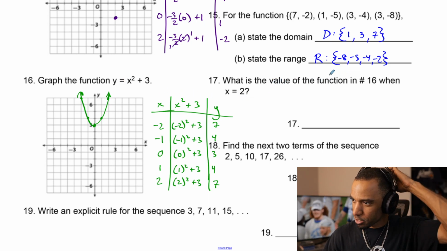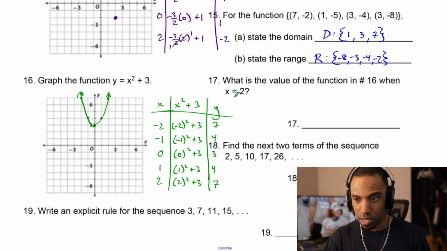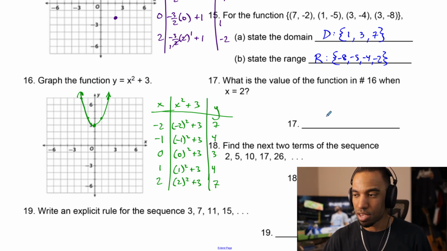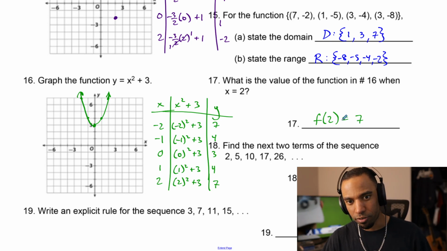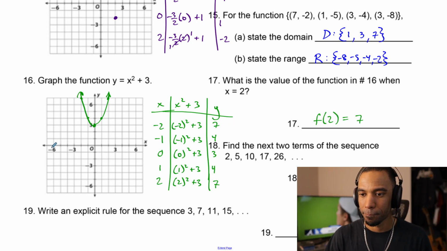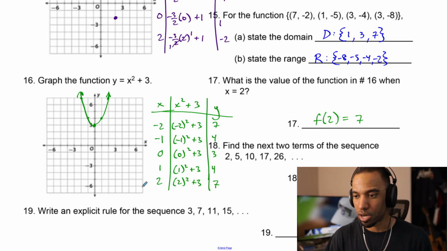All right, what is the value of the function in number 16 when x equals 2? Now, we already got that. The value is 7. So f of 2 there is 7. You substitute 2 in for x, you get 7 out for y. Thank you for giving me something I already answered.